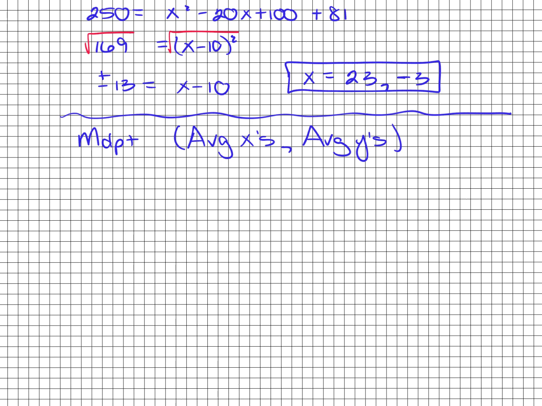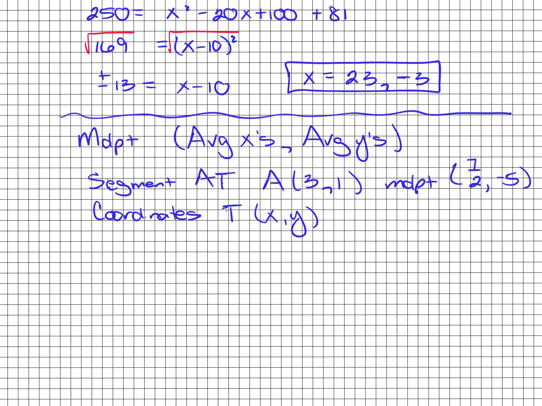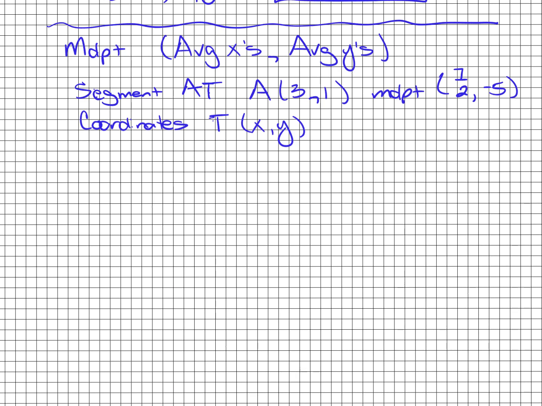So again, let's say that I have a segment AT. I'm going to tell you that A is at the point 3, 1, and the midpoint of AT is at 7/2, -5. And I want the coordinates for point T. Now, what I like to do is go ahead and write out that the coordinates of point T are going to be an XY pair.